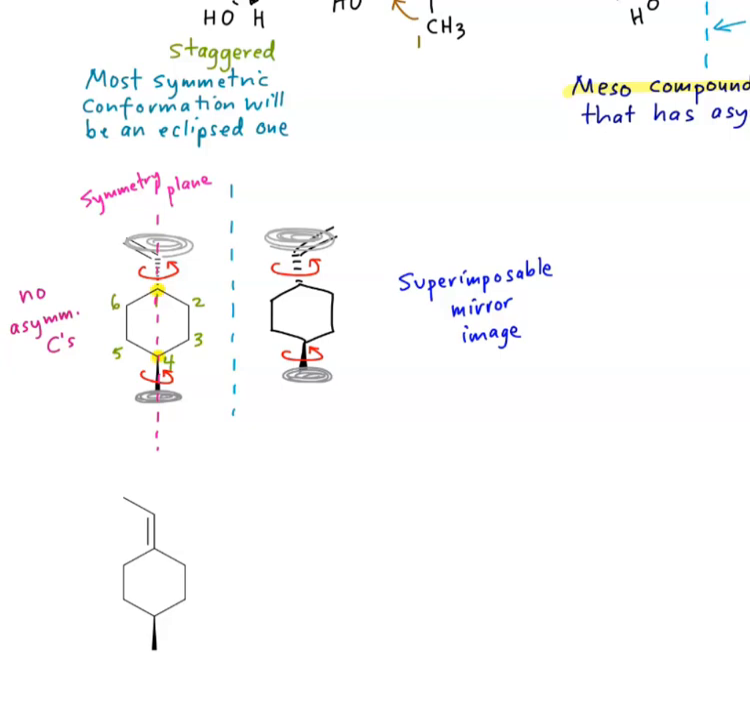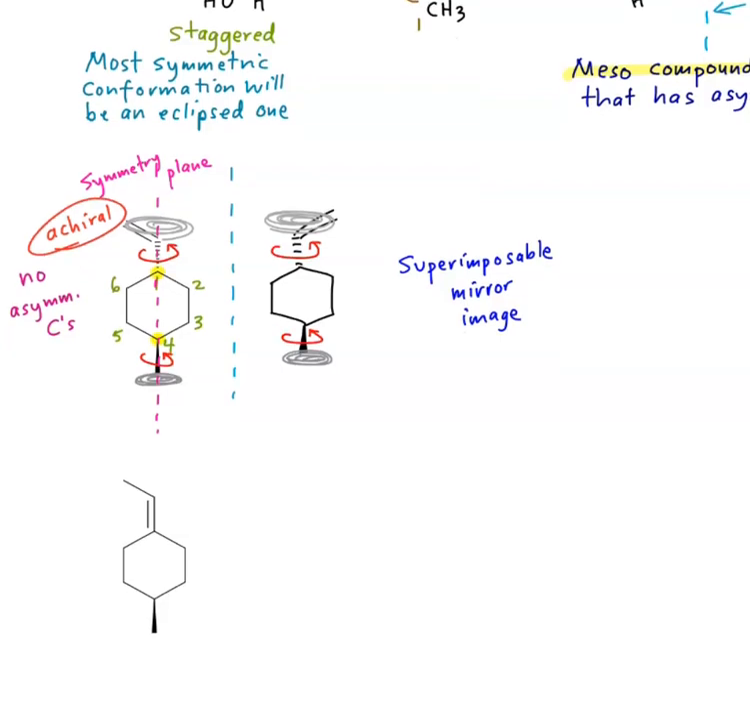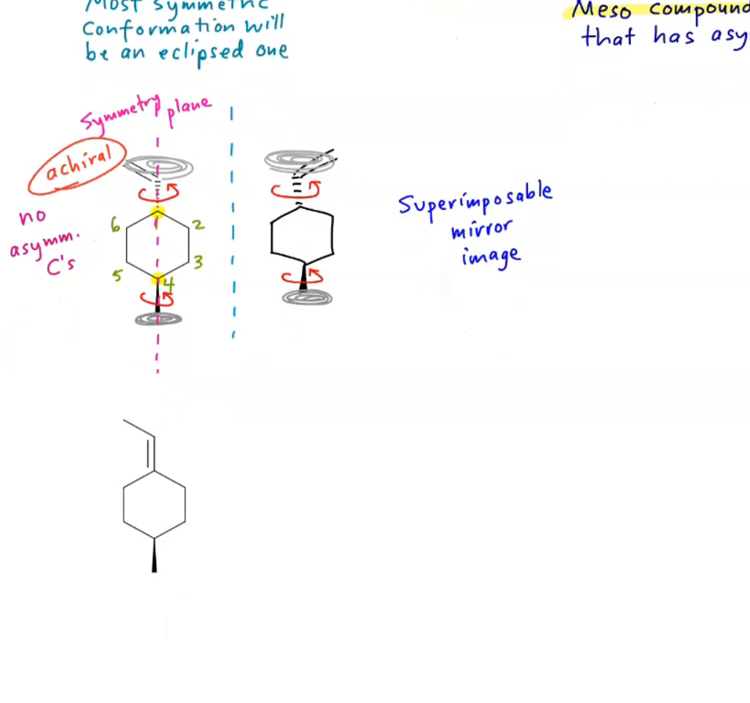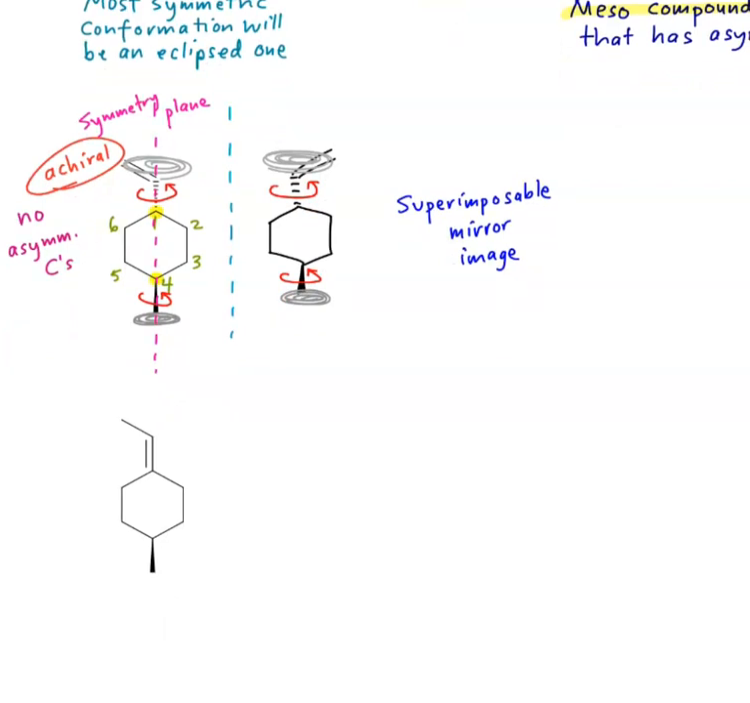The mirror image is superimposable, which means that this molecule is achiral, but it's not achiral in meso because we have no asymmetric carbons. Okay, let's do one more example. Okay, so let's number carbons.